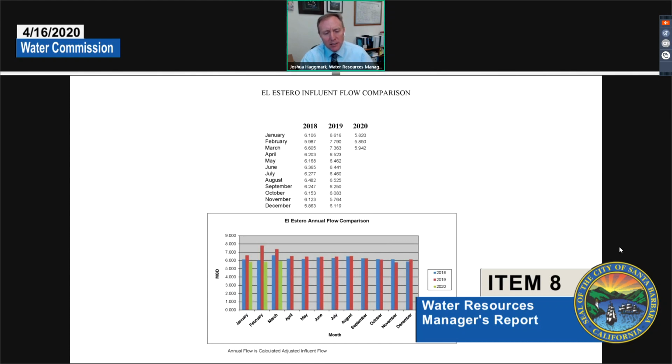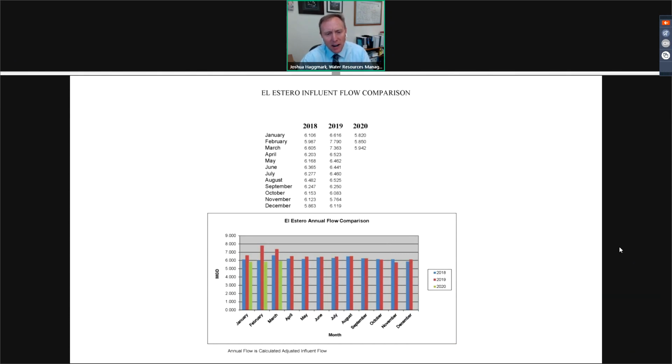Wastewater flows. We're tracking this pretty closely. This is a good indicator of water usage and the health of the community. What we're seeing right now, and that's an average of 5.9 for the month of March, is that wastewater flows have dropped by about 1 million gallons a day as a result of the shutdown. So we'll be looking at that. It is likely correlated mostly with our loss of commercial and industrial usage. Next slide.